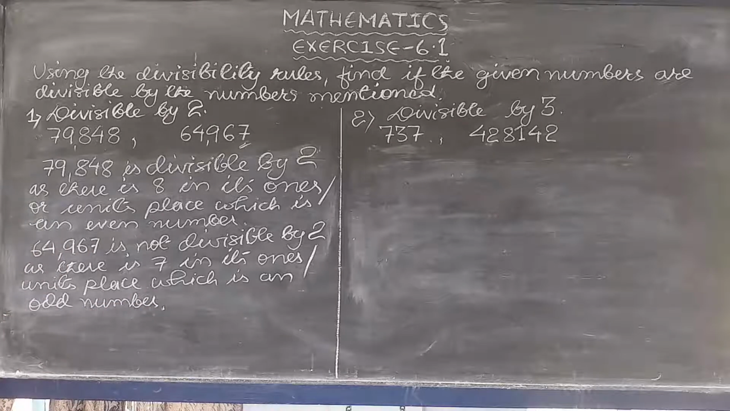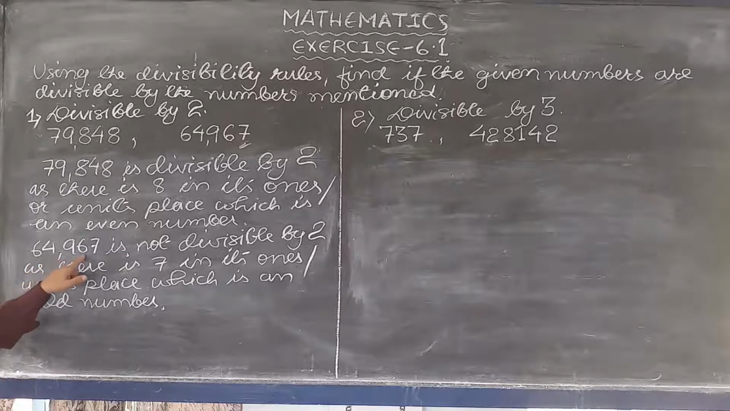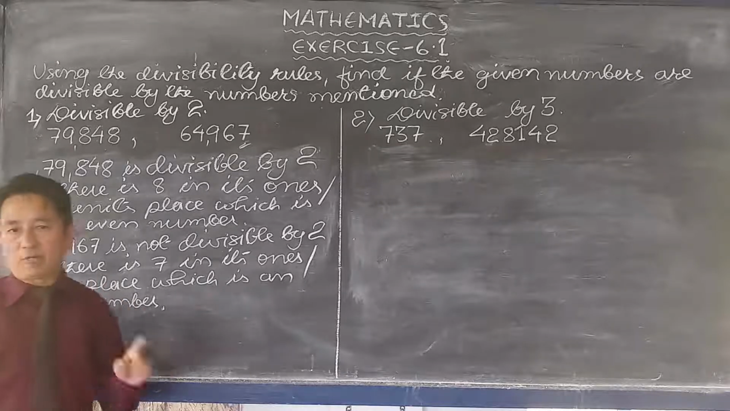As you can see here, 79,848 is divisible by 2 because there is 8 in its ones or unit place, which is an even number. Even number is always divisible by 2, and this number is an even number, so it is divisible by 2. 64,967 is not divisible by 2, as there is 7 in its ones or unit place, which is an odd number. Odd number is not divisible by 2.